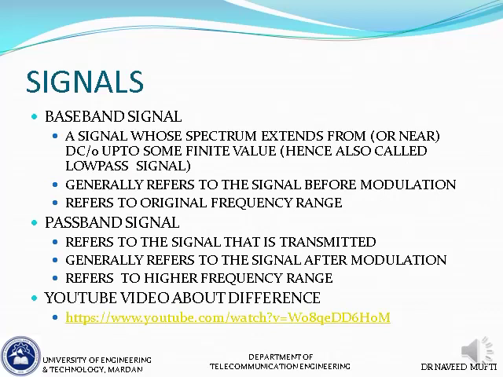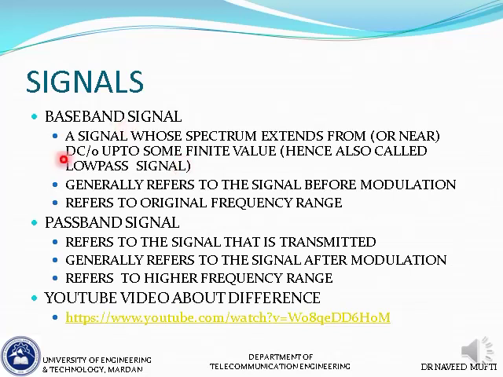Coming over to the classification of signals, we have a broader categorization, a baseband signal or a passband signal. What is a baseband signal? There are multiple definitions. A signal whose spectrum extends from or is near to DC, that is zero frequency, up to some finite value. So it will be a band limited signal starting from 0 or near 0 and going up to some finite value. That is why such signals are also called low pass signals. So baseband signals, according to this definition, are also called low pass signals.